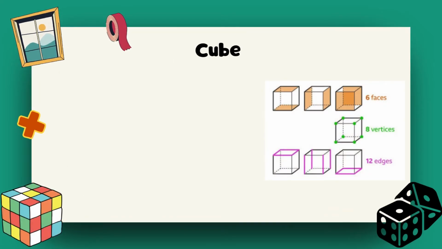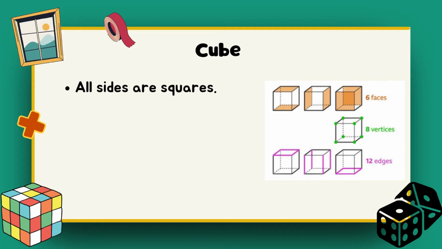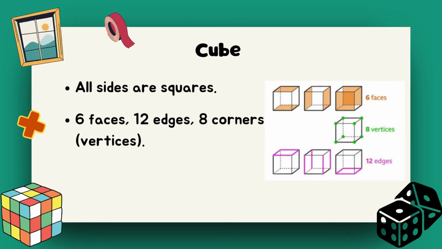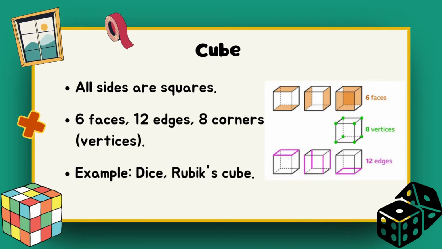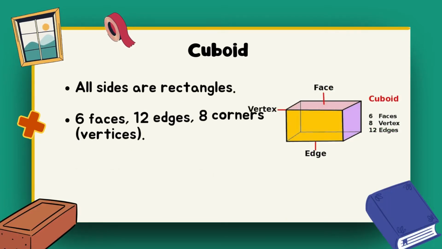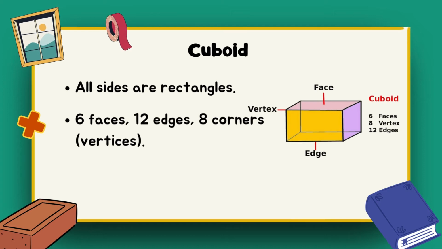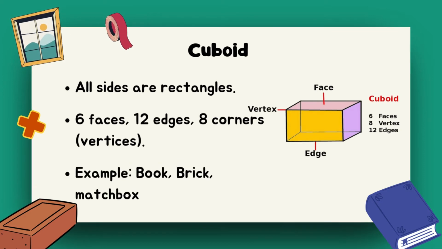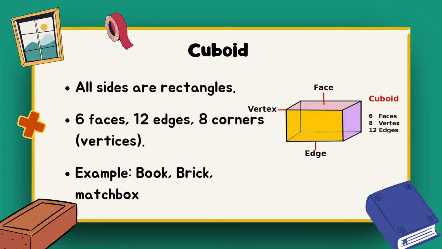Let's discuss a cube. All of its sides are square. It has 6 faces, 12 edges and 8 corners, also known as vertices. Examples include dice and Rubik's cube. In a cuboid, all sides are rectangles. 6 faces, 12 edges, 8 corners, vertices. Examples include book, brick, matchbox and more.